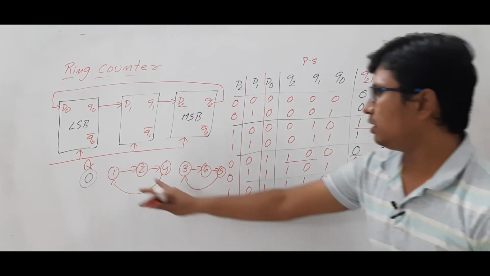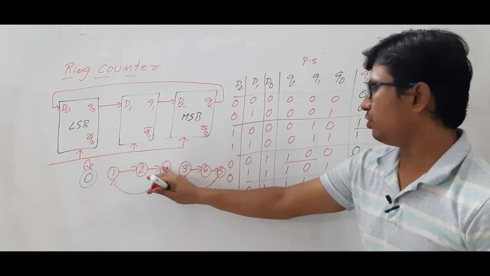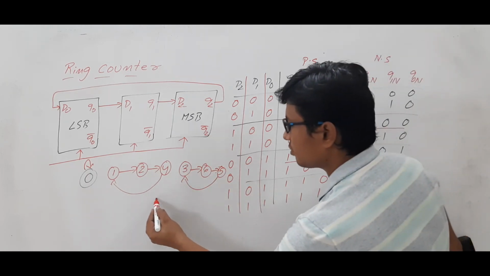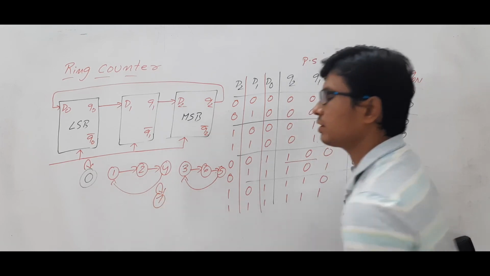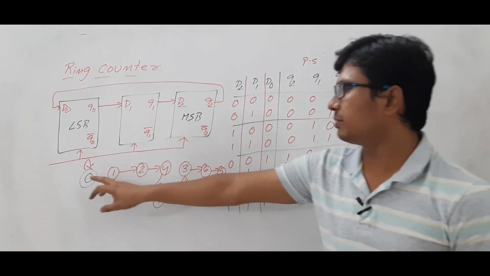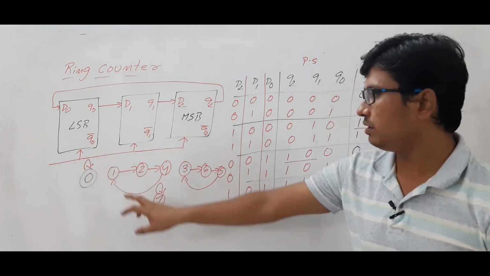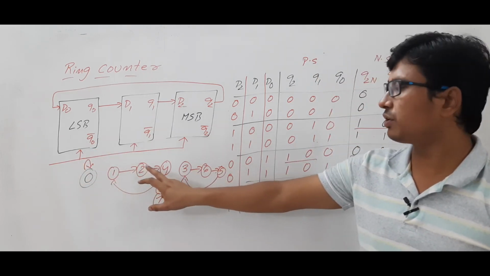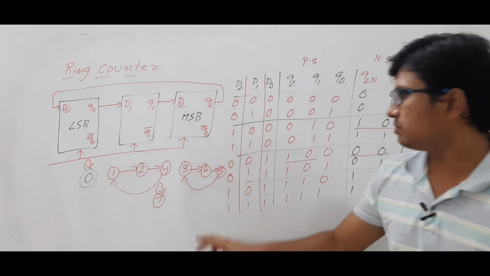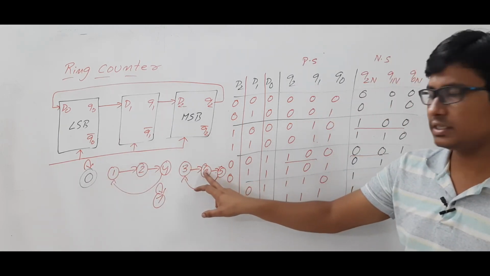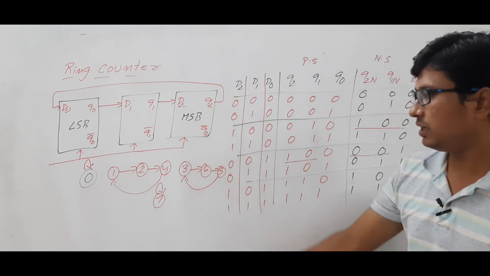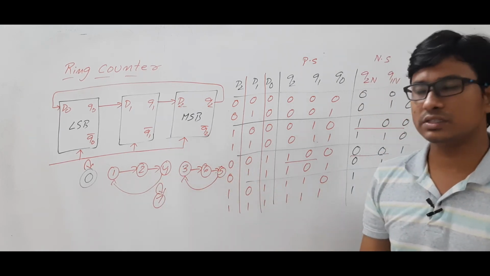So what is left? 1, 2, 3, 4, 5, 6, 7. From 7 where are you going? From 7 to 7 only. So if you look at the present states and the next states, from 0 you are going to 0. From 1 you are going to 2. From 2 you are going to 4. From 4 you are going back to 1. Similarly, from 3 you are going to 6. From 6 you are going to 5. From 5 you are going to 3. And from 7 you are going to 7 itself.